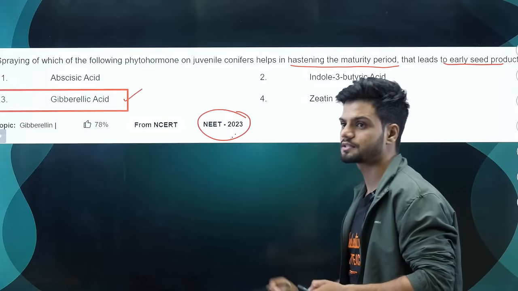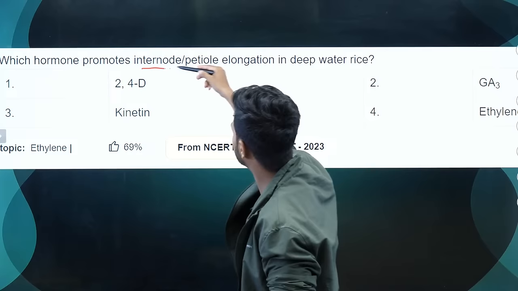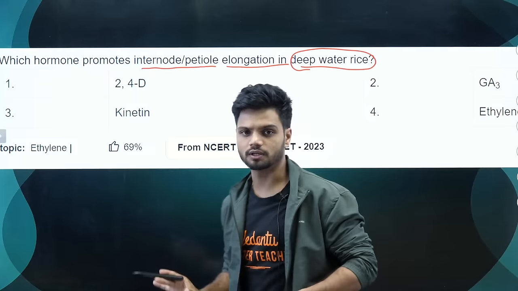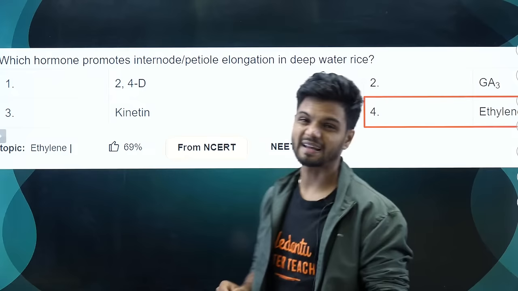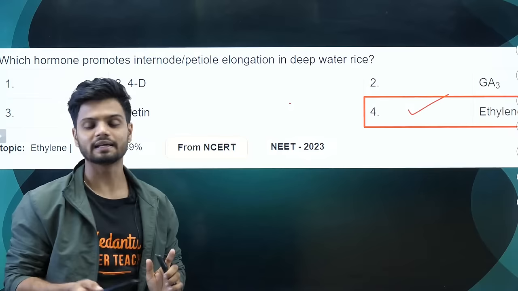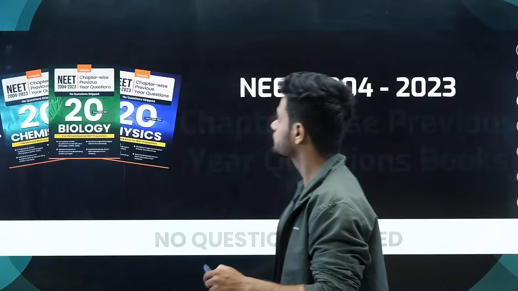Which hormone promotes internode or petiole elongation in deep water rice? See, we know internode elongation generally happens with gibberellins. But in deep water rice, it is going to be ethylene. Deep water rice is going to be ethylene, not gibberellin. Okay?